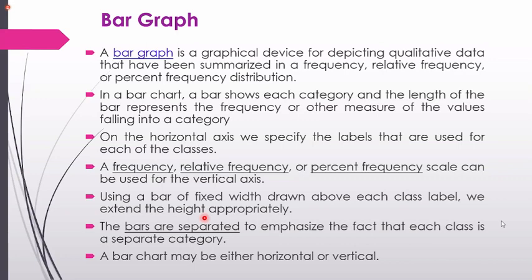And also in the bar chart, there should be a gap between two bars, which indicates that these categories are non-overlapping. They are not continuous. To emphasize that the classes are non-overlapping, we give spaces between the bars. And also the bar chart may be either horizontal or vertical. We can represent the bars vertically, or we can represent the bars horizontally, right?